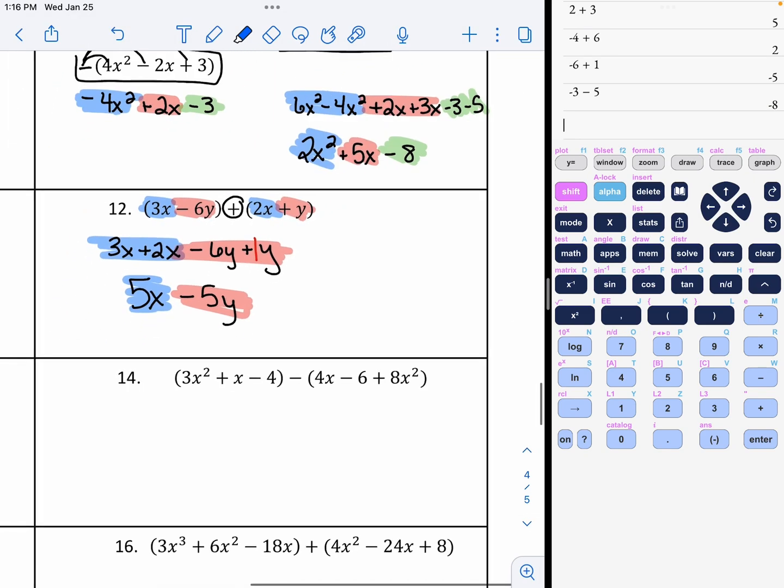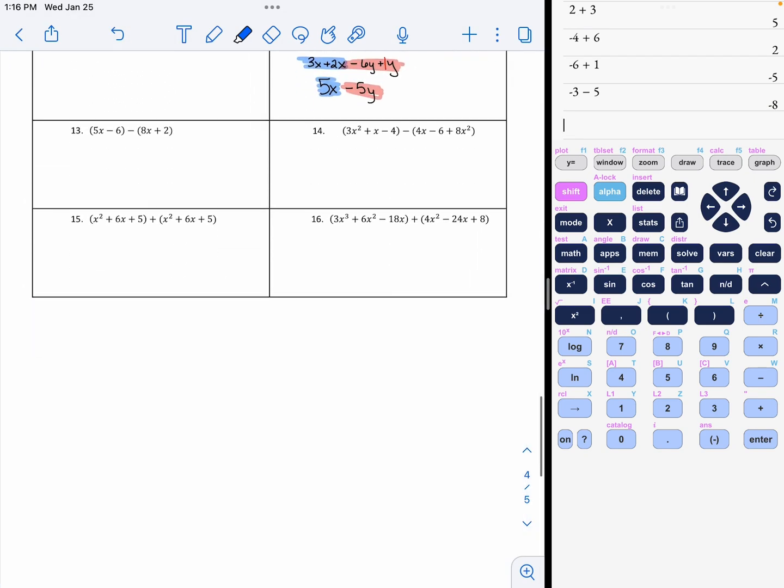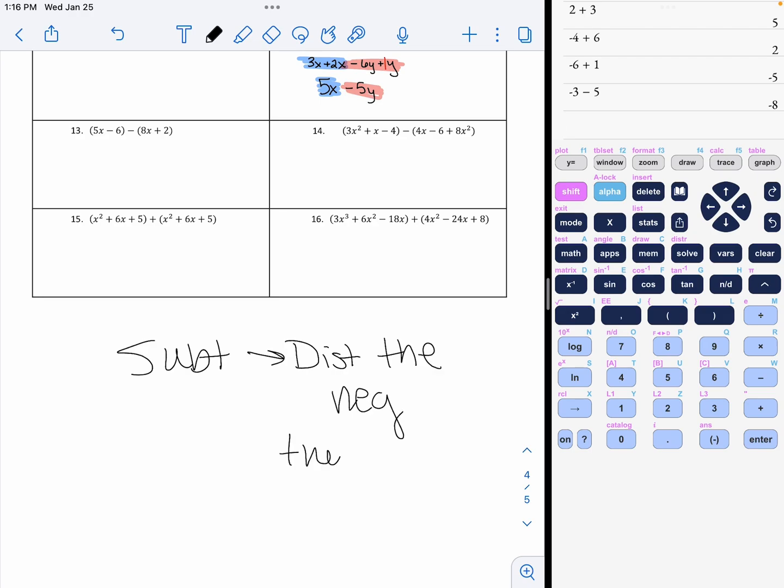So the big ticket item that kids tend to miss is that with subtraction, you need to distribute the negative and then combine. And that was a big lesson in about 25 minutes. Good job.